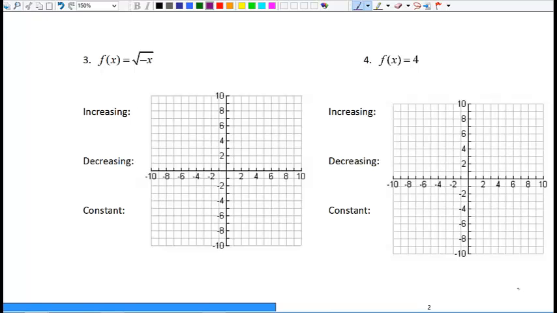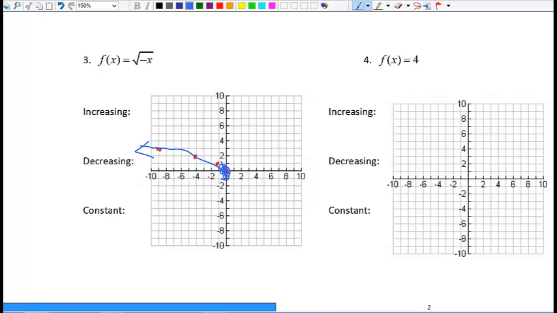Okay, so at number 3 again, we're looking at a transformed square root function. So this still has a critical point, still goes through 0, 0. Instead of going through 1, 1, it's going to go through negative 1, 1, and then go through negative 4, 2, and negative 9, 3. Sorry, that's a close point there.